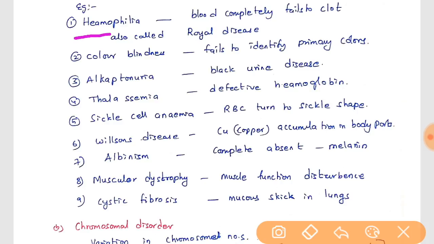hemophilia. Hemo means blood, so the disease pertains to the blood friends. Blood completely fails to clot. This is also called royal disease. What is royal disease? If blood completely fails to clot, if there is any wound, after some time we can see that blood plasma will come into act, and there will be some sealing so that the blood doesn't bleed further friends. But for some royal races, there is a disease called hemophilia.